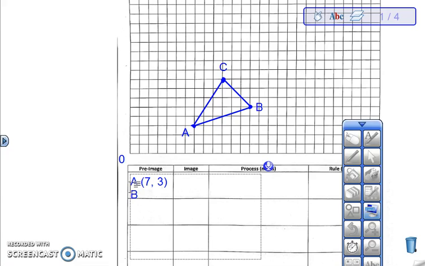Let's see, B is about 13 and 5. C is about 10, 8.